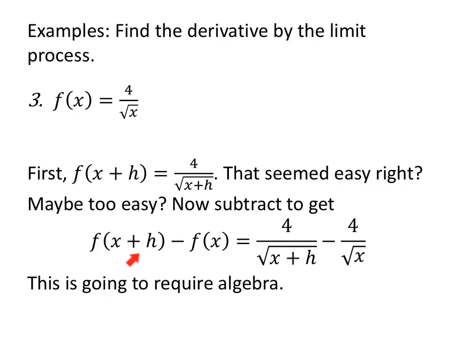So, f of x plus h minus f of x is 4 over the square root of x plus h, minus 4 over the square root of x. There's nothing that cancels here. It's going to require some algebra.